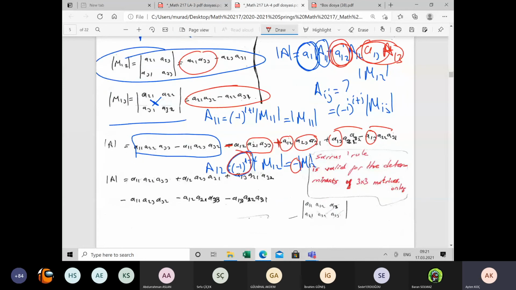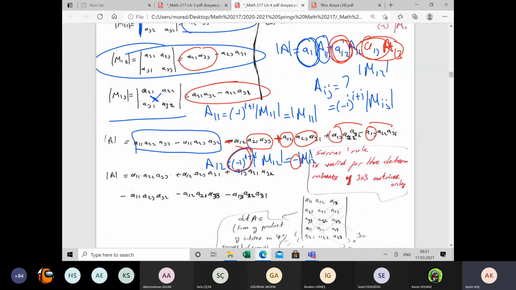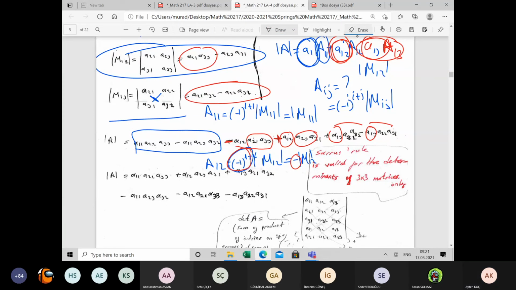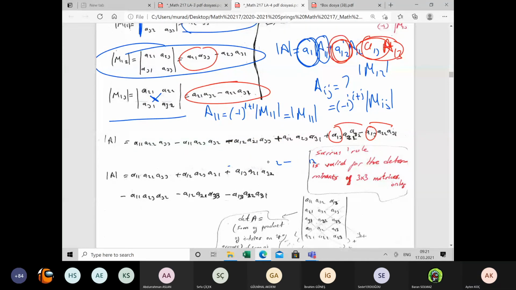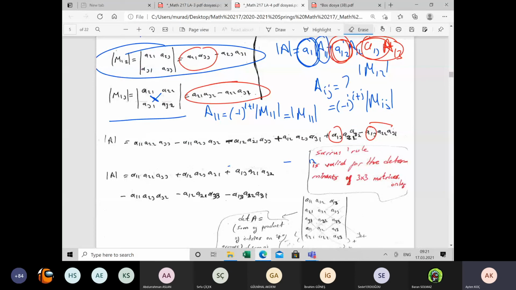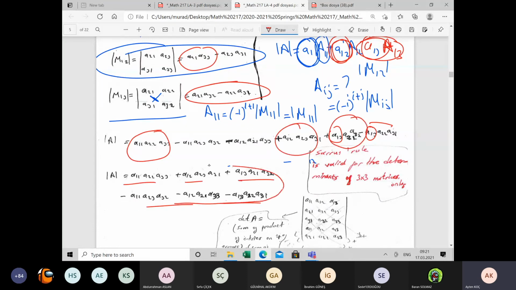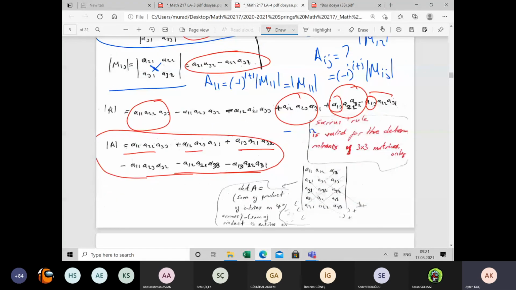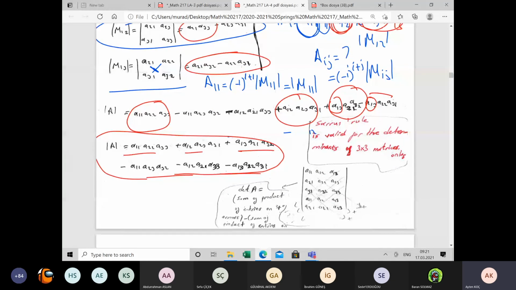So our determinant we obtain this one. The sum: this term is positive, this one is positive, and also this one is positive, and this one is negative. So we obtain the determinant of A. And also we know Sarrus' rule, and Sarrus' rule gives the same result.